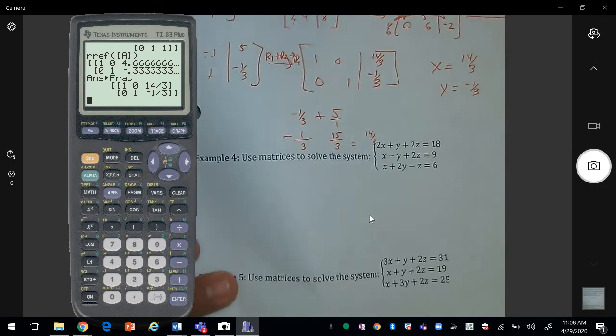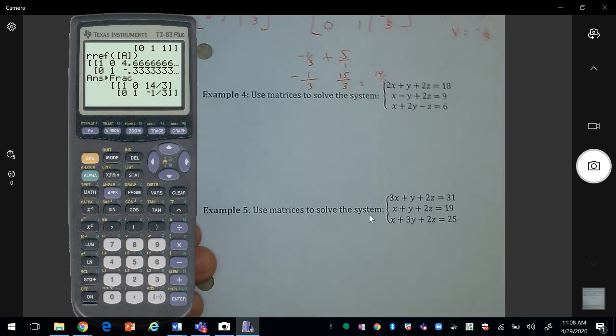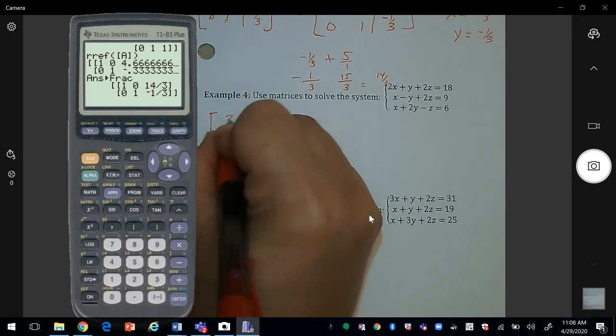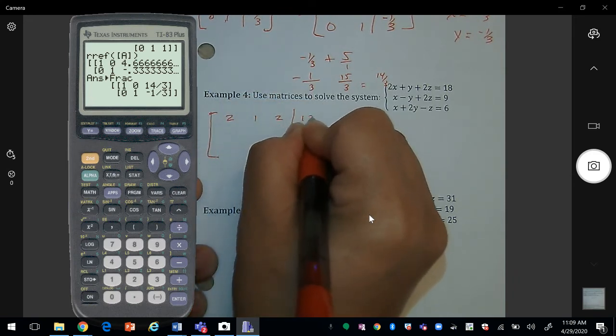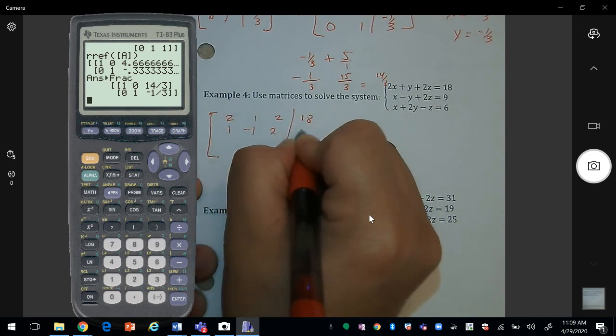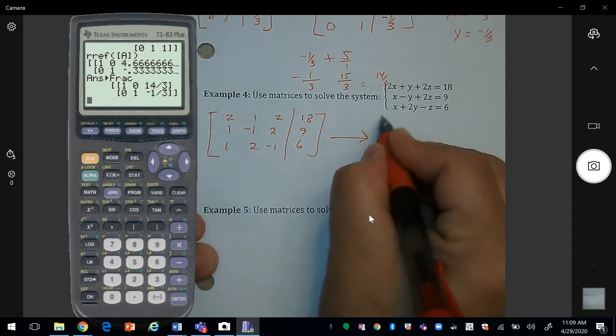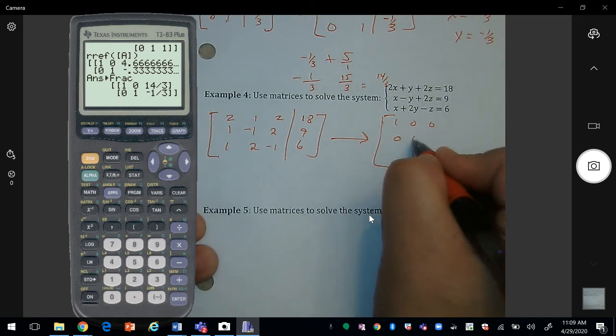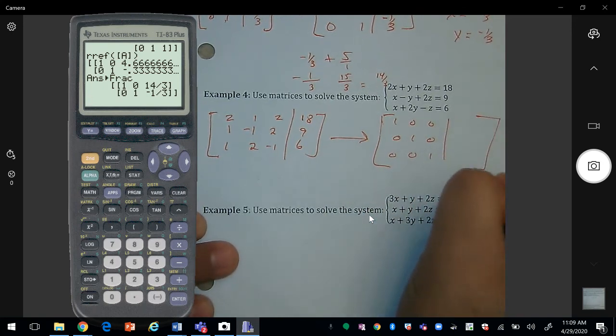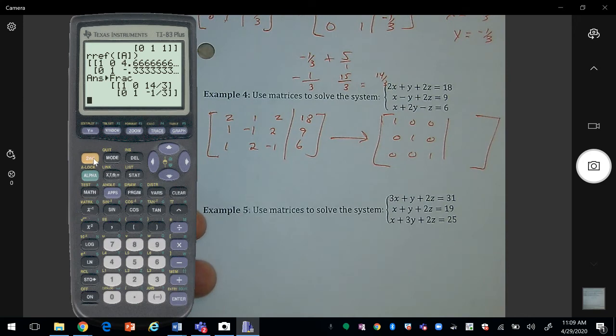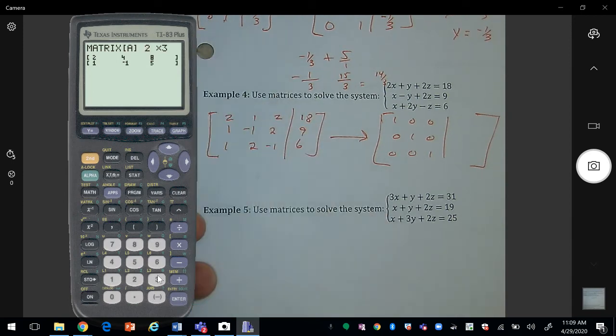Okay, so let's do example number 4 using the matrices. So here, you want to write down your augmented matrix to have a better view of what we'll enter in the calculator. Okay, and then our final goal would be 1, 0, 0, 0, 1, 0, 0, 0, 1. And that's what we're going to get from the calculator. So second matrix, going to edit. This is a 3 rows by 4 columns. So 3 by 4.